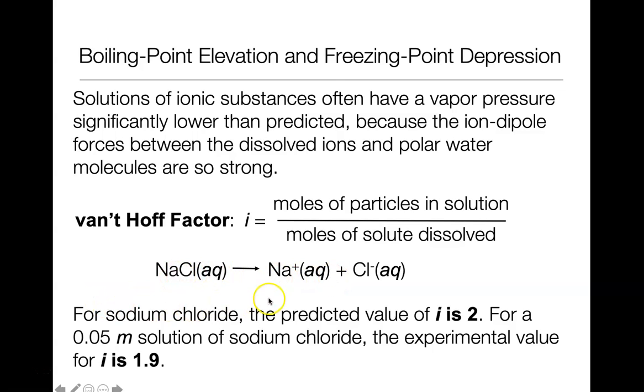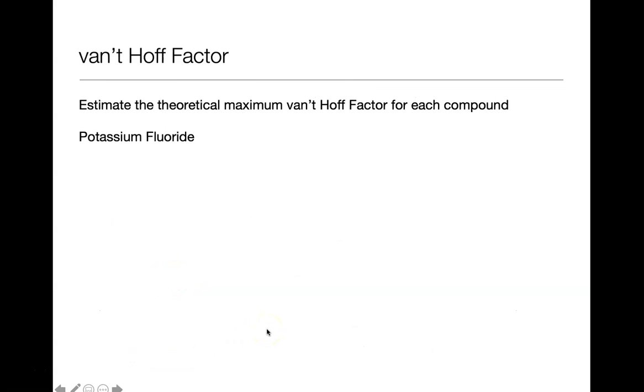For sodium chloride, the predicted value for i is going to be 2. In real life, it's closer to 1.9, and it does depend on experimental conditions, but it's basically saying I can't max out over 2 because the most you can dissolve is 2. There's a small, tiny portion actually floating around in solution behaving as NaCl. So let's do a couple of examples of estimating the maximum Van't Hoff factor, and then we're going to take this idea and apply it to freezing point depression and boiling point elevation.